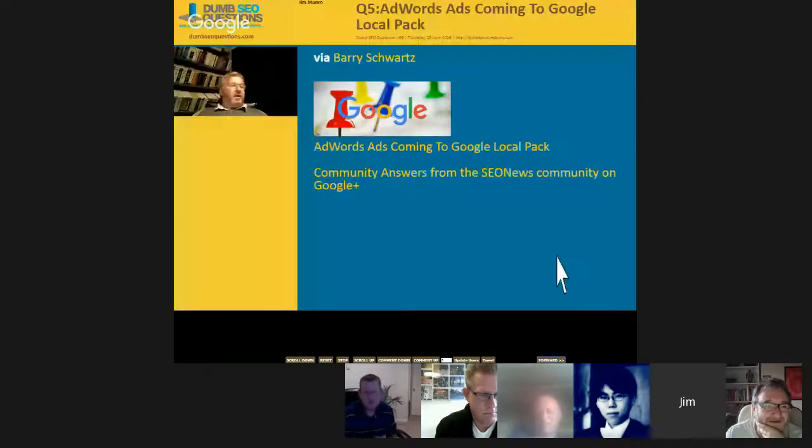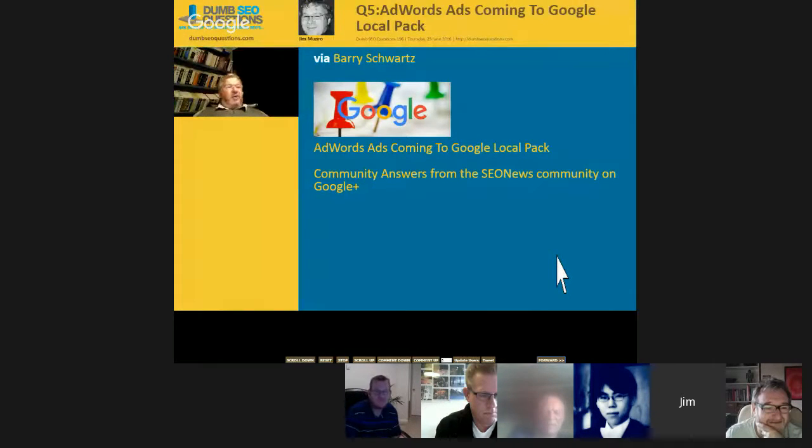Okay. Our next is AdWords ads coming to the Google Local Pack, and this is significant, which means that now we're going to have 3 normal ads plus an extra local pack AdWords ad. 4 out of the 6 listings above the fold will all be ads.